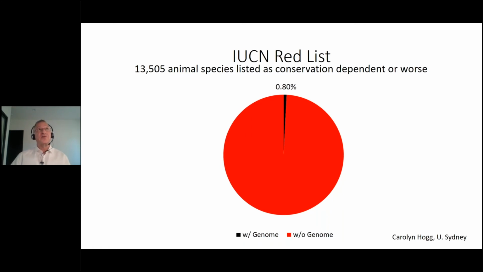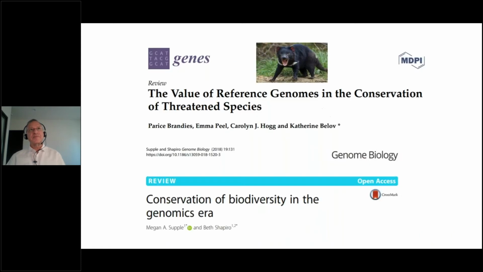38% of those require conservation today for their survival. And of those, less than 1%, 0.8%, or about 100, have a genome sequence. So what is the value? Why do we want to sequence genomes? Why do we need whole genomes in the first place?